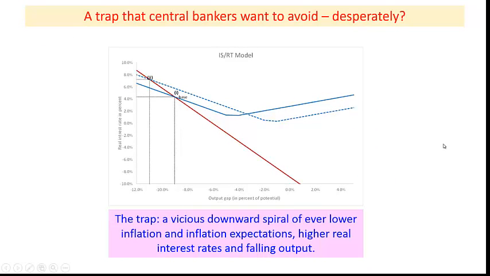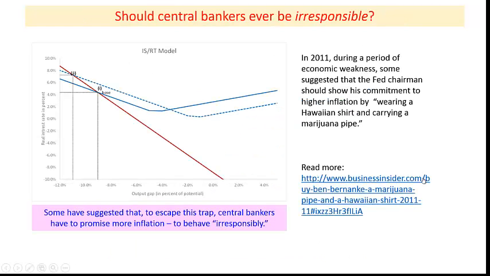This points up a trap that central bankers want to avoid, and they want to avoid desperately. A vicious downward spiral of ever lower inflation expectations, higher real interest rate, and falling output. The question is how to avoid that trap. And some have suggested that central bankers have to be steadfast in convincing the public that not only do they want inflation to not go too high, they also don't want it to go too low. Effectively, they have to promise more inflation.